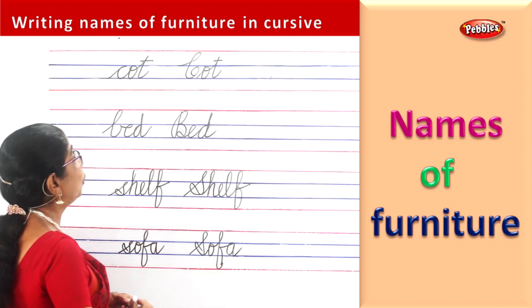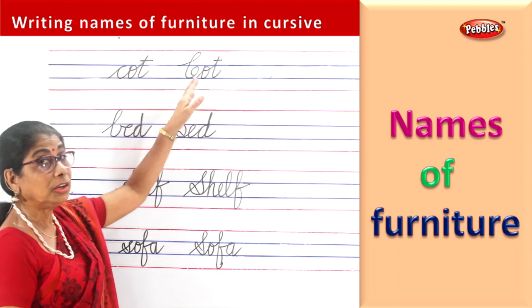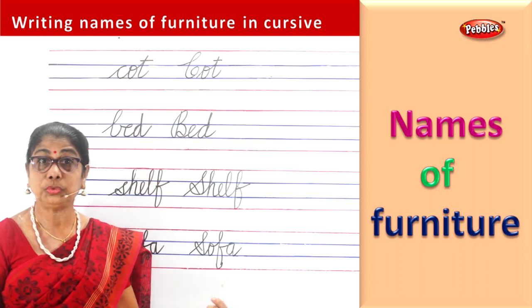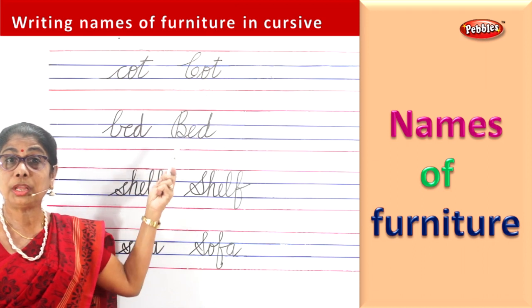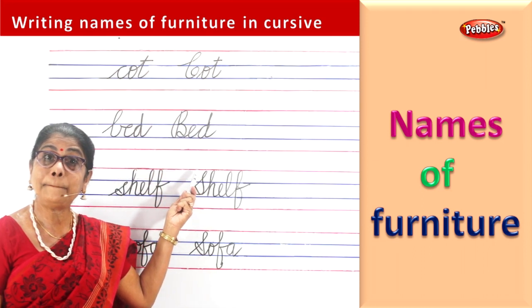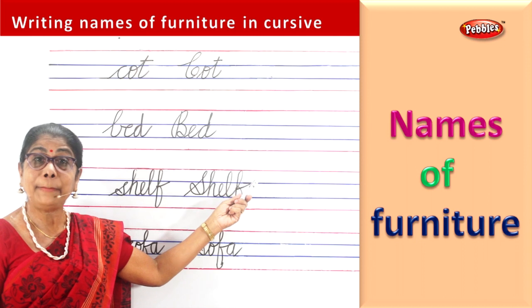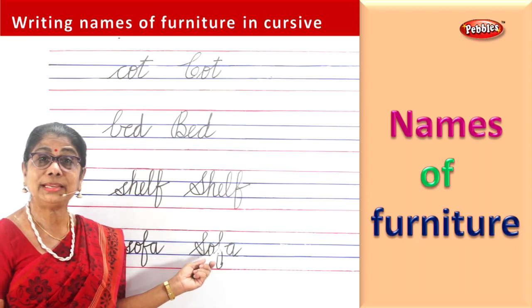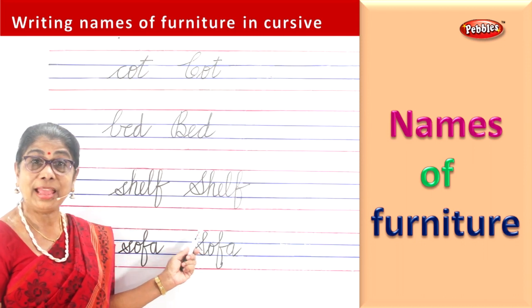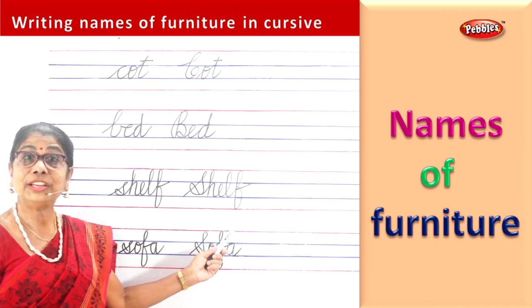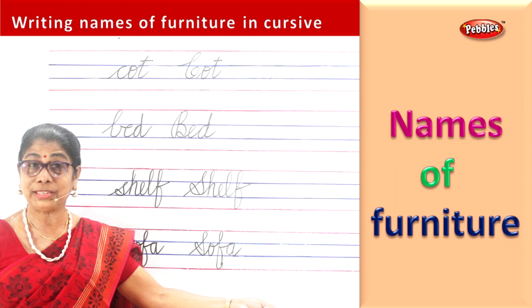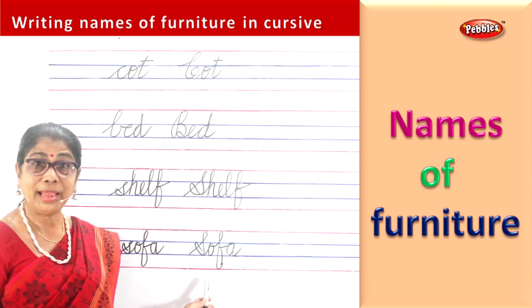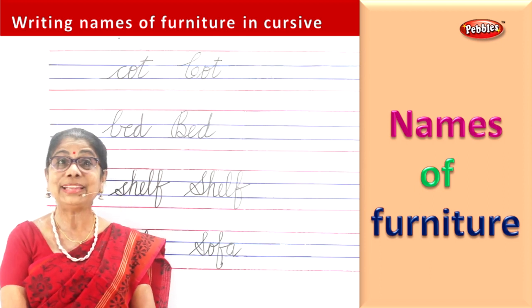Let's look at all the four furnitures. Cot, baby cot. You sleep in your own little baby cot. C-O-T, cot. Your parents sleep in the huge bed. B-E-D, bed. You arrange all your things in a shelf. S-H-E-L-F, shelf. In the hall, very large piece of furniture, and that's called a sofa. S-O-F-A, sofa.